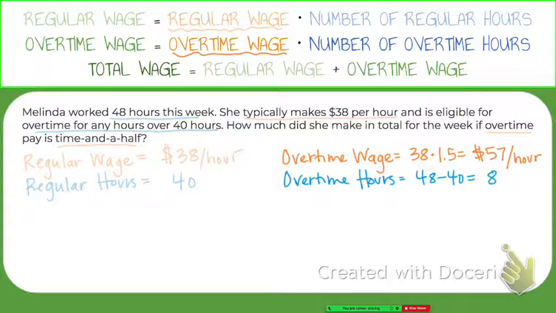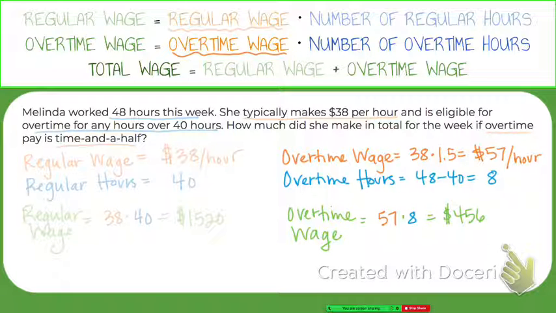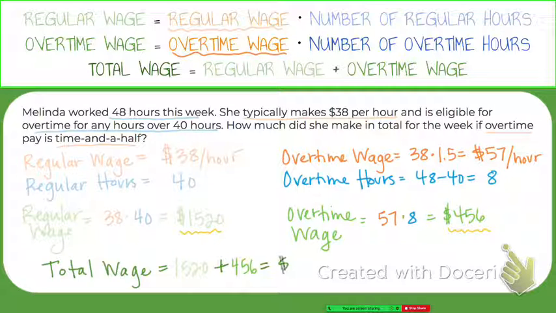Now that we have the hourly wage and the number of hours, we're just going to multiply that to find the total regular wage and the total overtime wage. And finally, to come up with the total wage, we're going to take the amount they're paid for their regular time plus the amount they're paid for their overtime and add those together. And when we do that, we get $1,976.